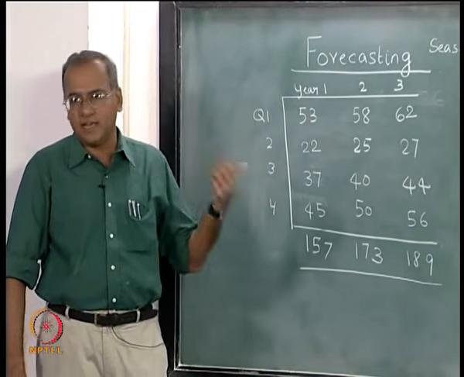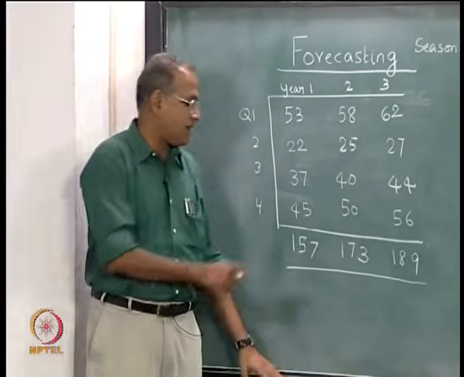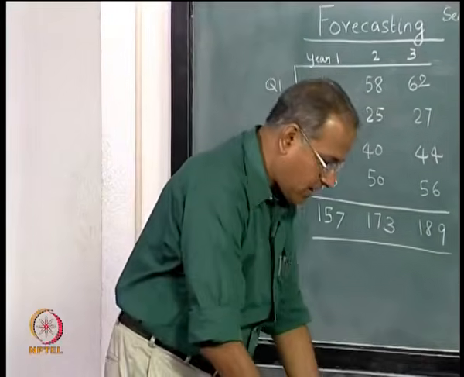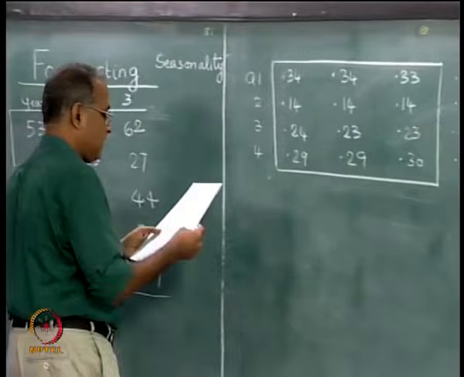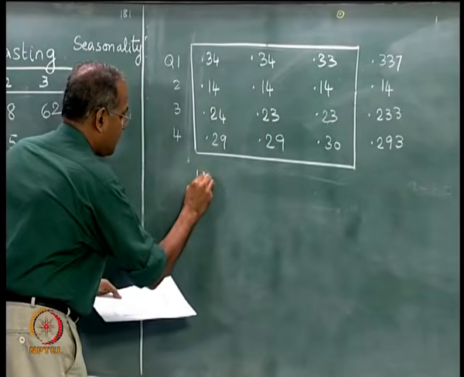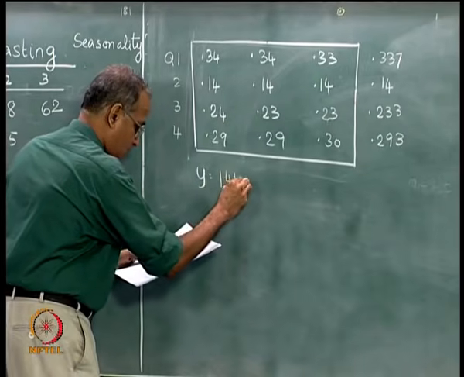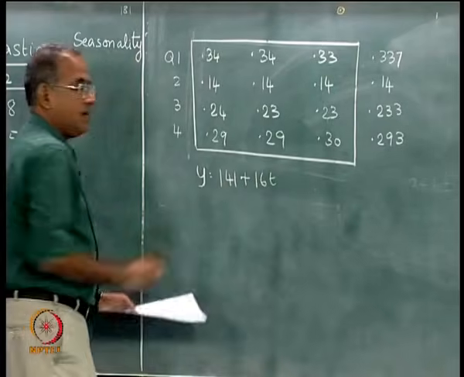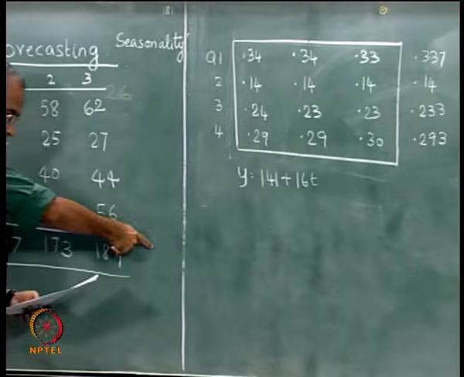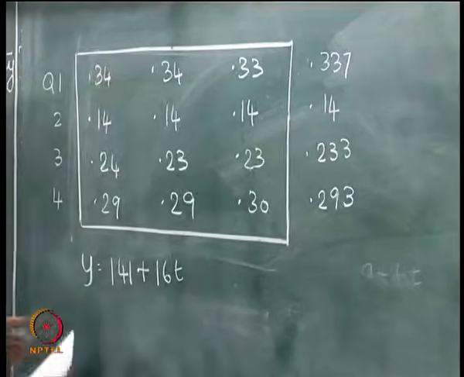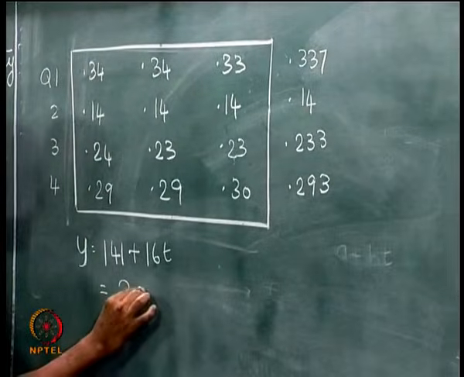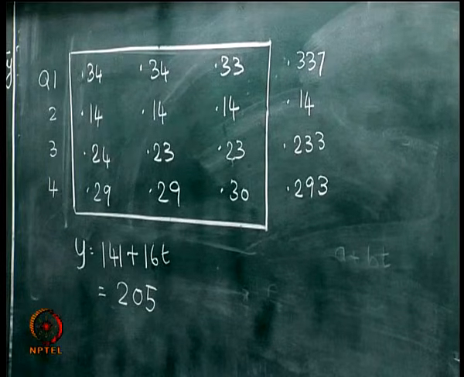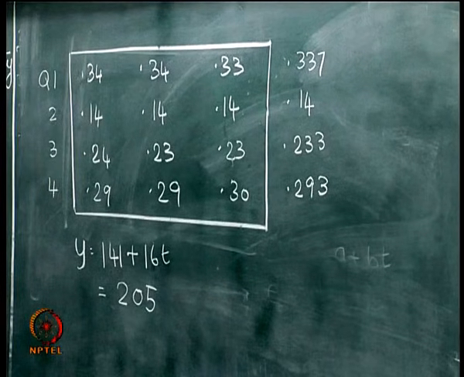So, we rather go for linear regression, and then we can fit a model of the type y is equal to a plus bt. When we fit a model of the type y is equal to a plus bt, we get y is equal to 141 plus 16t, and the forecast of the demand for the 4th period at t equal to 4 will become 205.